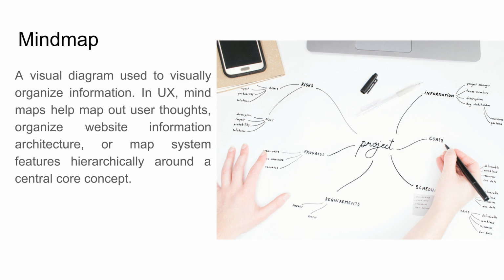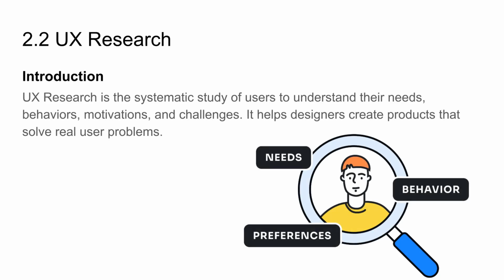Mind maps are a vital tool in this process. They allow designers to visually organize information, user thoughts, and system features around a core concept. In Section 2.2, we delve into UX research, the systematic study of user needs, preferences, and behaviors, which ensures we build solutions for real-world problems. Let's explore how to conduct effective user research.